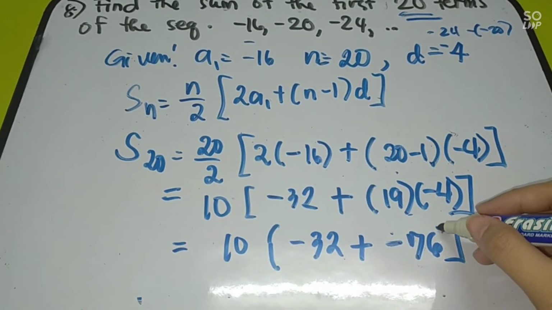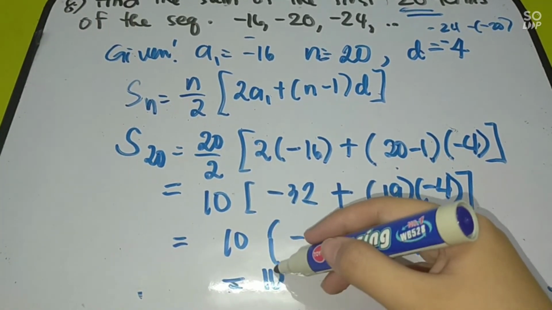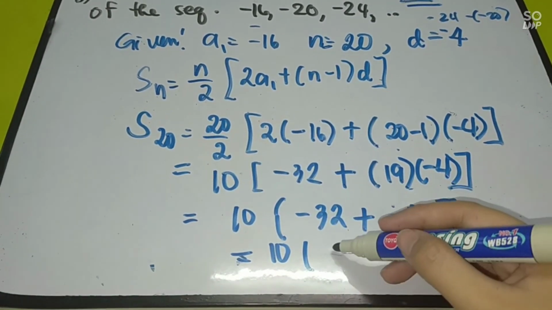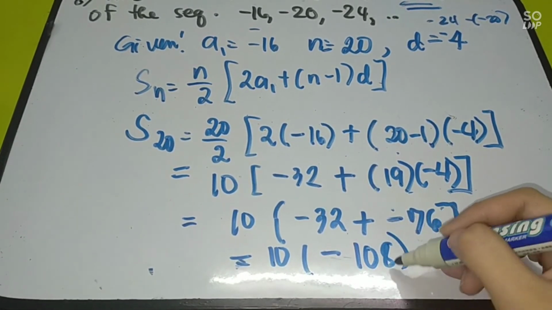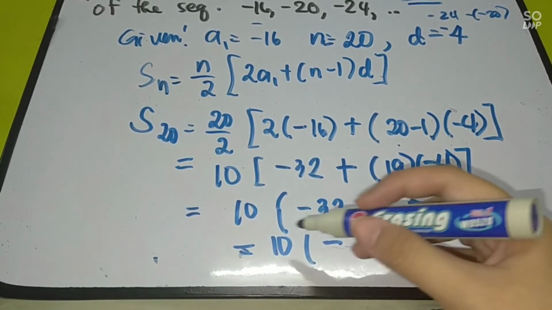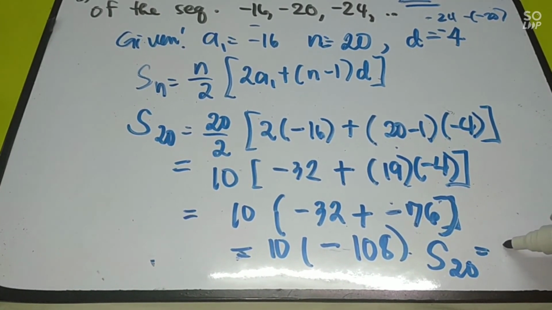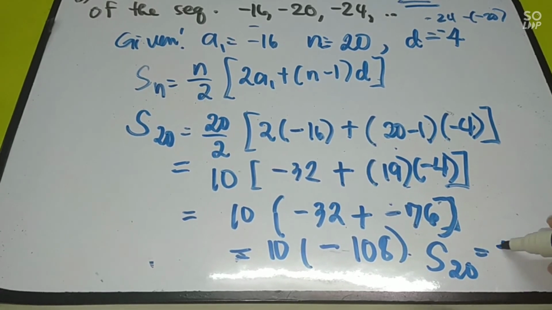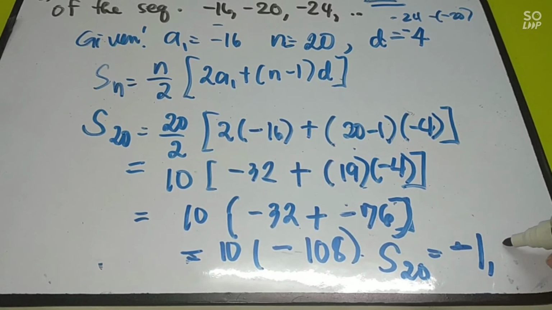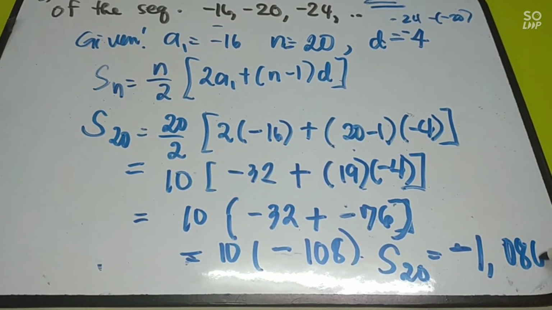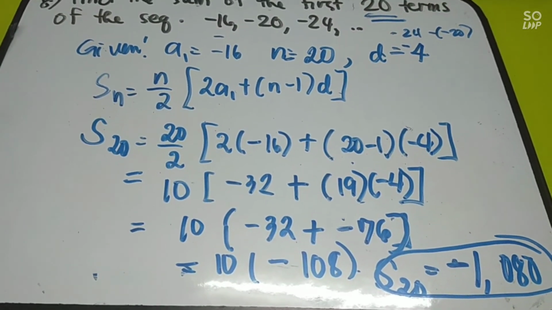Alright? Then, since pareha silang negative, you are going to add. So, that is 10 times, just add, negative tayo, that is negative 108. Then, you will just multiply. Negative 108 times 10, so S sub 20, the answer here is negative 1,080. Okay na. So, that is your final answer.